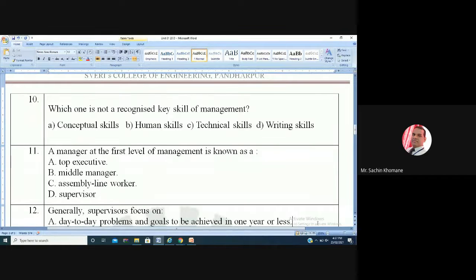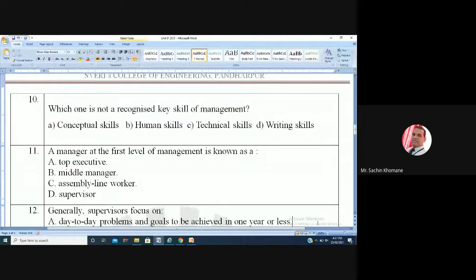Next one: a manager at the first level of management is known as top executive, middle manager, assembly line worker, supervisor. Here you have to take the meaning. First level management does not mean top level. I am asking about first level management, the first from the bottom. Very simple, right? Anybody want to write? No. So simple, supervisor.